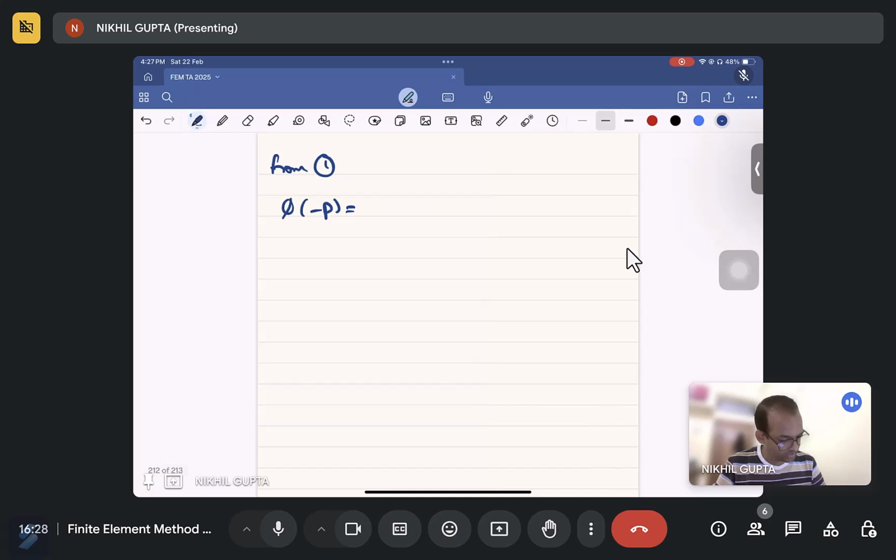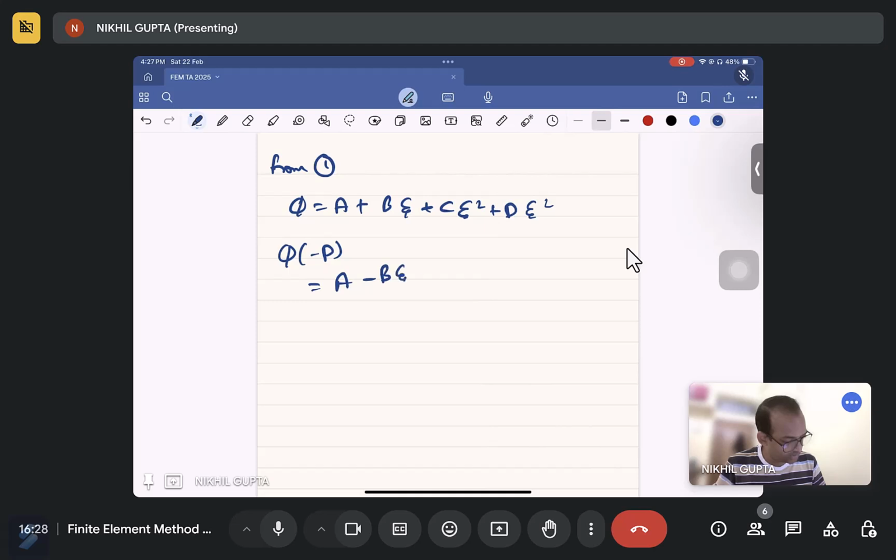Phi is a plus b xi plus c xi square plus d xi cube. Phi at minus p will be a minus b xi plus c xi square, wait, it will be minus b p plus c p minus d p square.